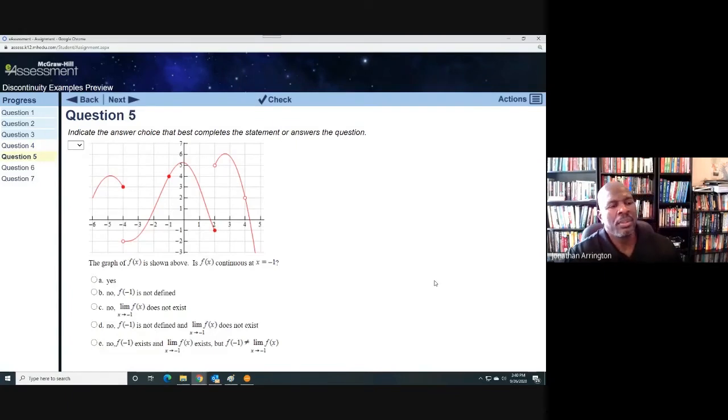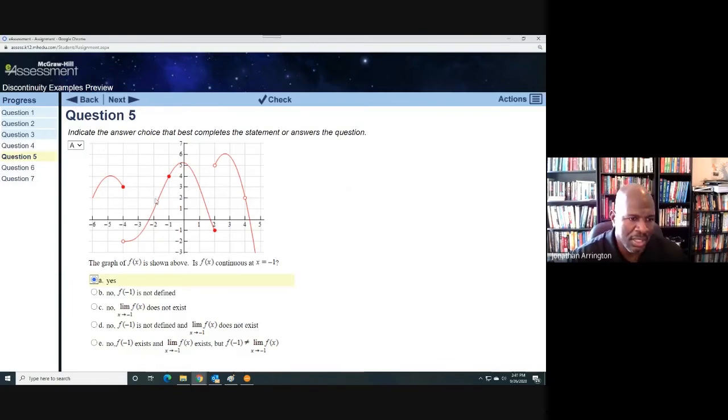All right, so question 5, the question is: is f of x continuous at x equals negative 1? So this is negative 1 here. Let's deal with the easiest question first. Would you say this is continuous at x equals negative 1? Hopefully you said yes. Why? What's f of negative 1? f of negative 1 is 4. What's the limit as x goes to negative 1 of f of x? The limit is 4. So f of negative 1 was defined, the limit as x went to negative 1 existed, and they were equal. So that is a yes for continuous.